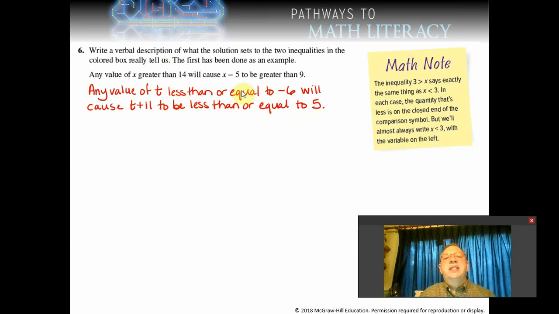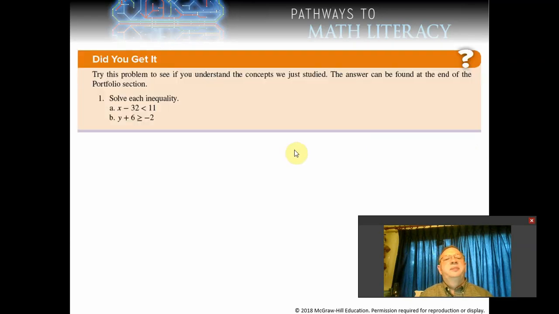So here, t less than or equal to negative 6 will cause t plus 11. So I'm going to add 11: negative 6 plus 11 would be the 5.